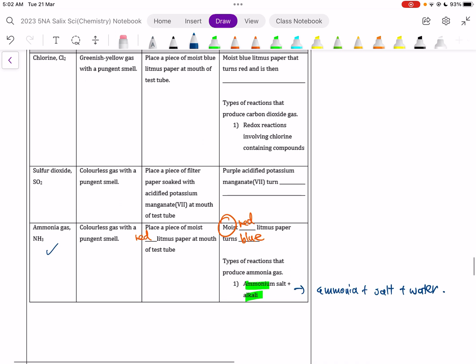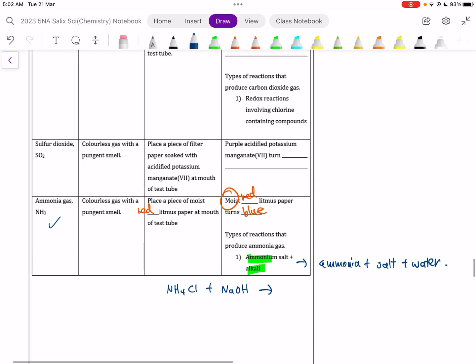This one you also learned before. The reaction is, for example, ammonium chloride plus sodium hydroxide. This is like the test for cations, right? For the ammonium ion, you get sodium chloride plus ammonia gas plus water.